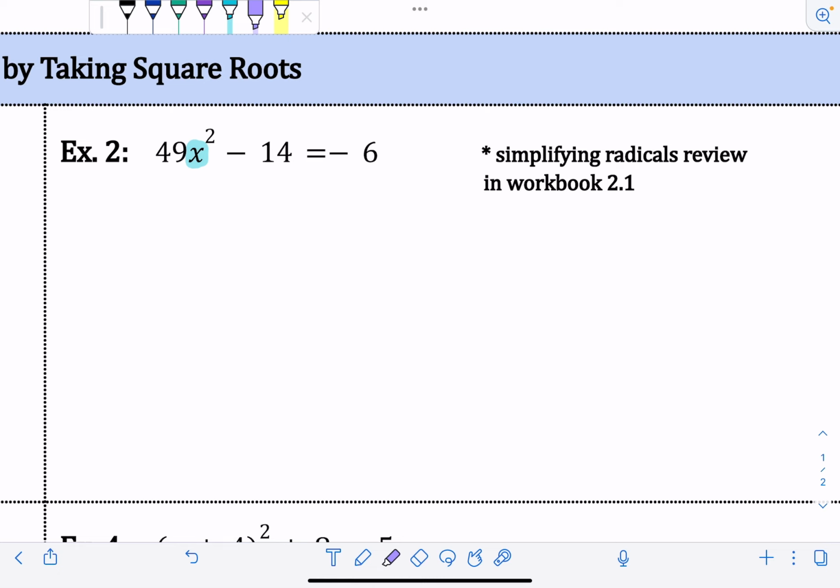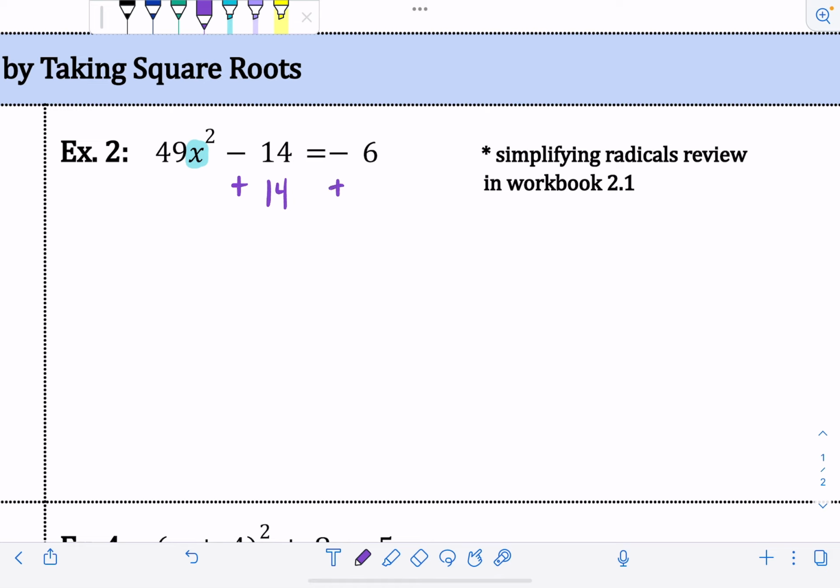Usually it's easiest to undo addition or subtraction first if you can, before we worry about undoing the multiplication or division, that 49. The reason is that if I want to cancel out that 49, I would have to do the opposite of multiplication, which is division, but I have to divide everything in the equation by 49, which includes the 14. So I might as well just cancel out that 14 first and then move forward. If I want to undo the minus 14, I have to add 14 to it, because the opposite of subtracting 14 is adding 14.